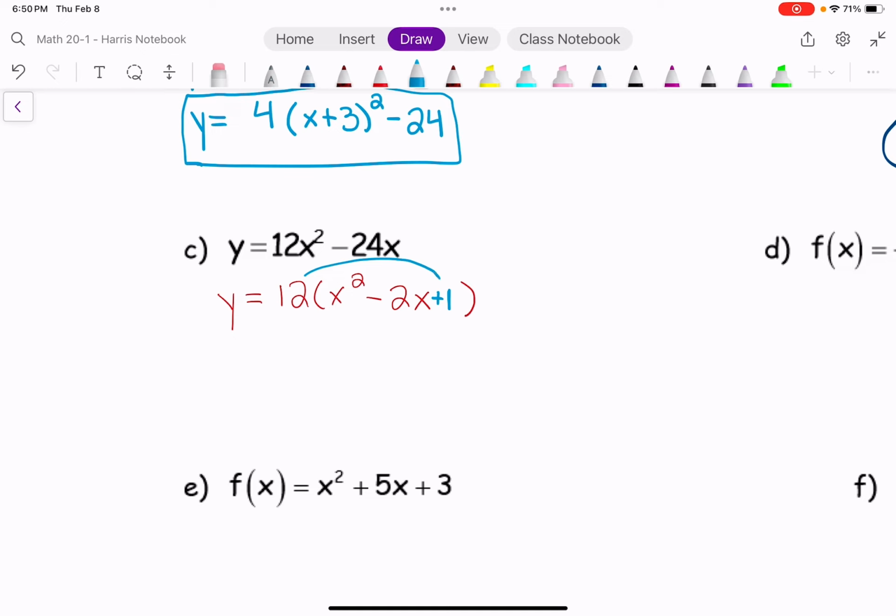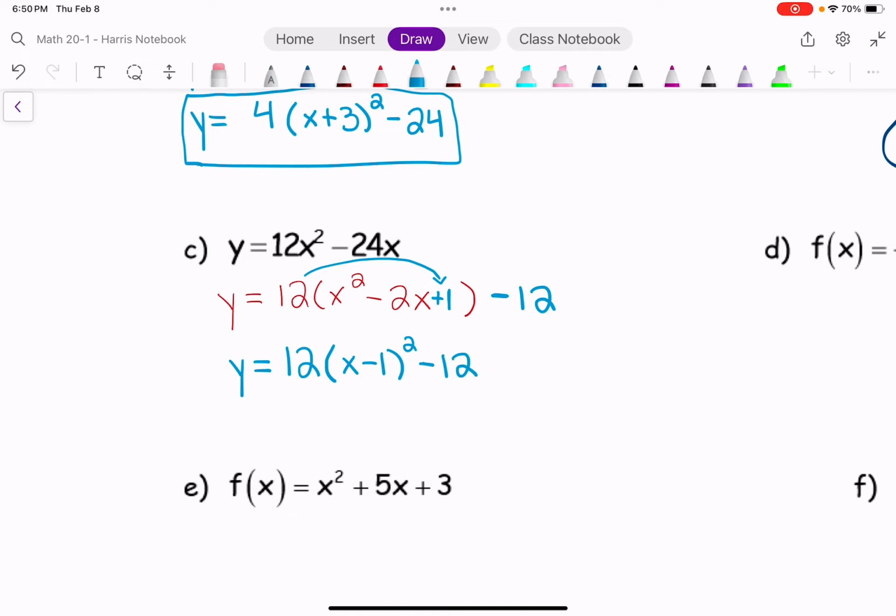12 times positive 1. I'm not just adding a 1, I'm technically adding a 12, meaning that I'm going to subtract a 12 out here. So I'm not actually changing my equation. My equation is 12 on the outside. My perfect trinomial gets put into x minus 1 all squared. And then there's just this negative 12 out here.